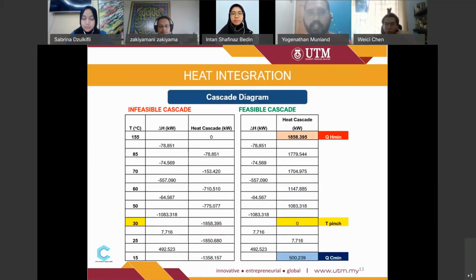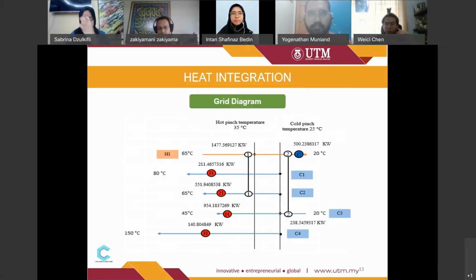This is followed by the heat cascade diagram. A heat cascade diagram is drawn accordingly in order to identify the pinch temperature, QH min and QC min for the entire plant. Next, the grid diagram for the full heat exchanger network is shown in the slide, and the hot stream and the cold stream are paired by following the rule FCP out is greater than or equal to FCP in for below and above pinch.